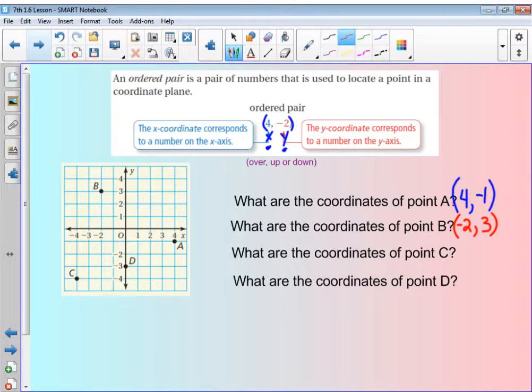Okay, so I want you to go through and try the next two. What are the coordinates of point C? And then what are the coordinates of point D? So go ahead and pause your video, take a minute or so to go through and get those coordinates, and then restart your video to check yourself.